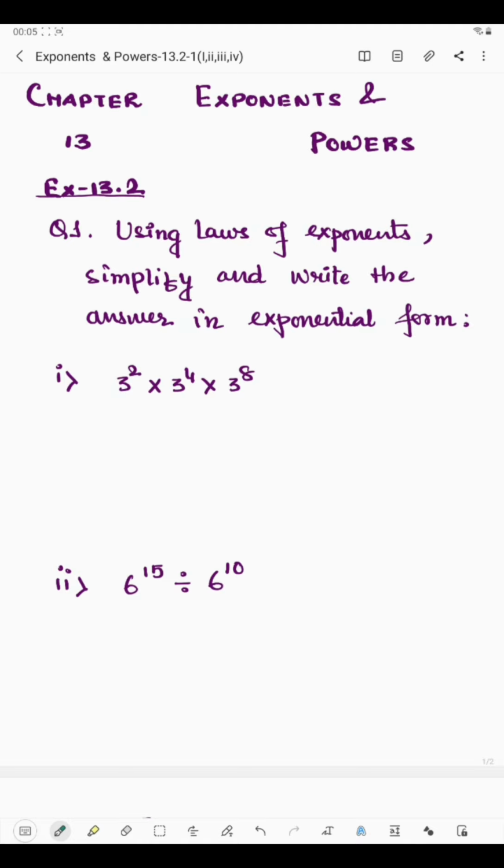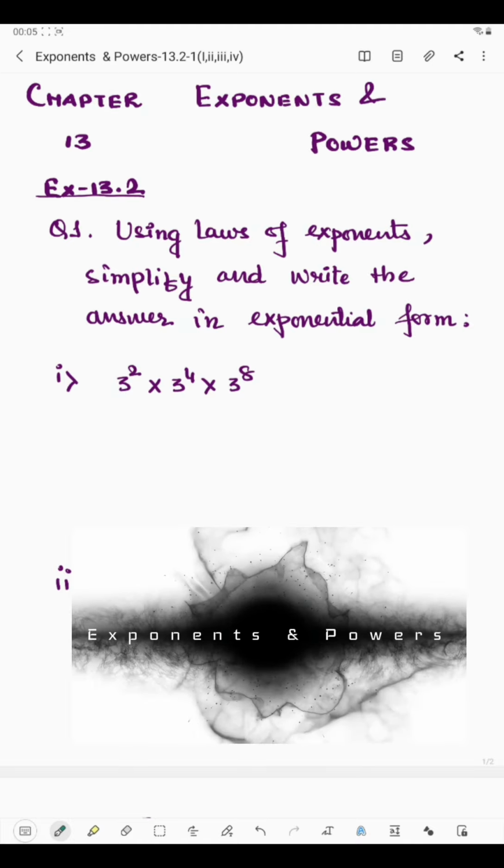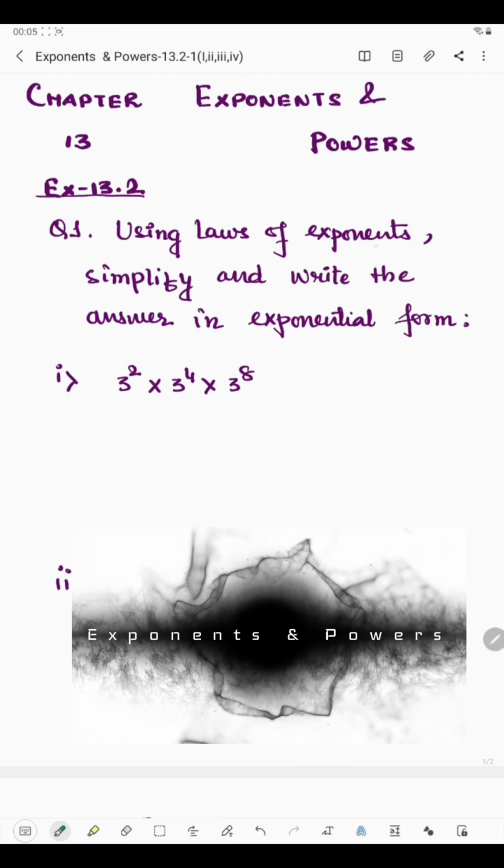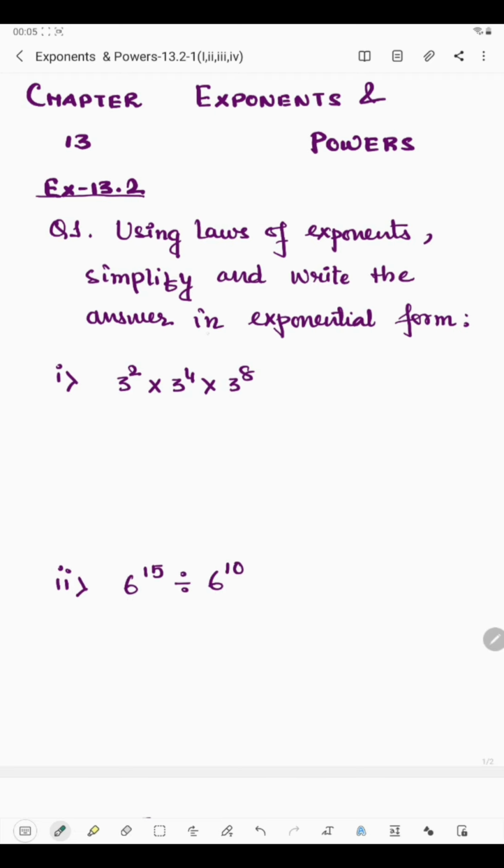Hello students, today I will be starting with question number 1 of exercise 13.2. Now question number 1 says: using laws of exponent, simplify and write the answer in exponential form. Means you will have to write the numbers in power form.